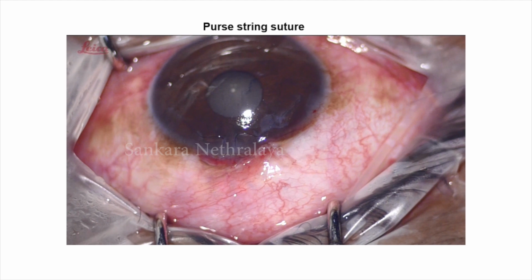The knot should be buried. If the knot is exposed, it's going to attract discharge and you can get microabscesses in the cornea. So whatever sutures are applied at the corneoscleral junction have to be buried. And the wing sutures are taken at the corneoscleral junction, not into the cornea.